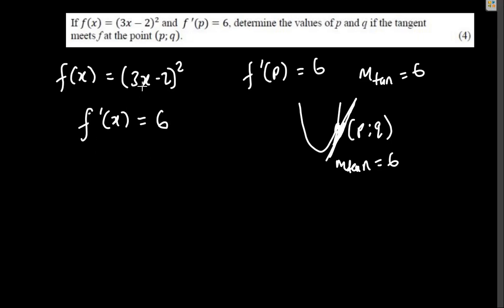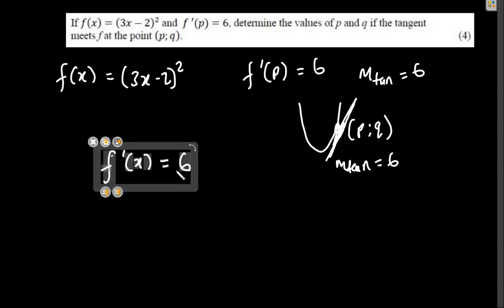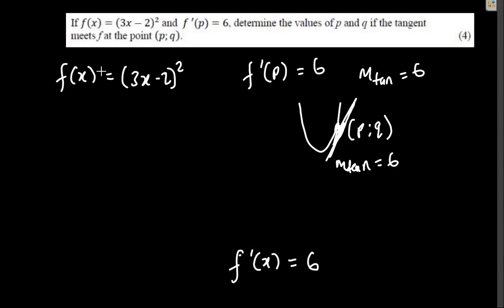So what does it mean? You need to first find the derivative of f. Then you equate it to 6. So how do we get the derivative of f? First of all, we need to simplify f. So what I'm going to do is take this down here and simplify f first. So our f at x will be 3x minus 2 multiplied by 3x minus 2.